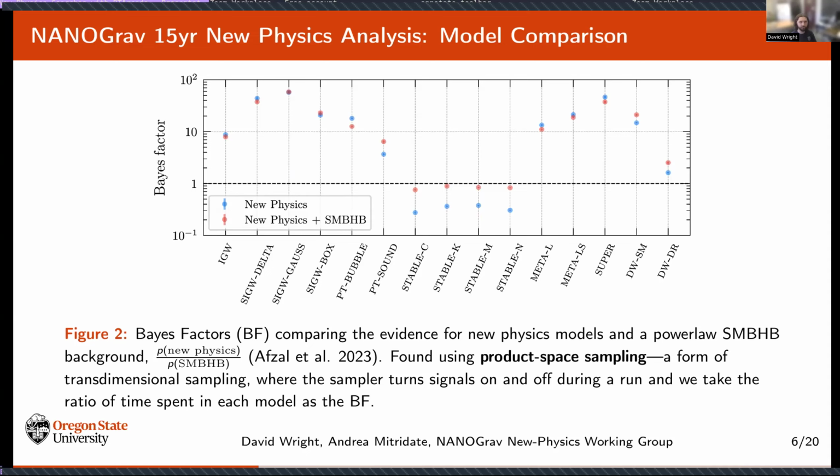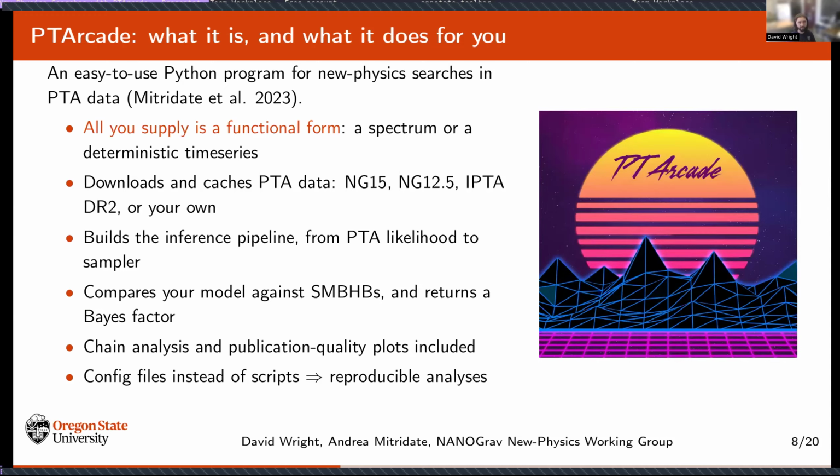So all you need to run a PTArcade analysis is some kind of Python file that in a functional form has down the spectrum of the model you're looking for, if it's a stochastic model, or if it's a deterministic one, a model that gives you the time series that should show up in your residuals. PTArcade is going to download and get all the data for you, so you don't have to supply data. It builds the full inference pipeline, it builds the likelihood, the sampler. It'll do the model comparison for you. It's also going to help you with analyzing the chains, making the publication quality plots. All the plots that are in the new physics paper were just made with PTArcade's defaults.